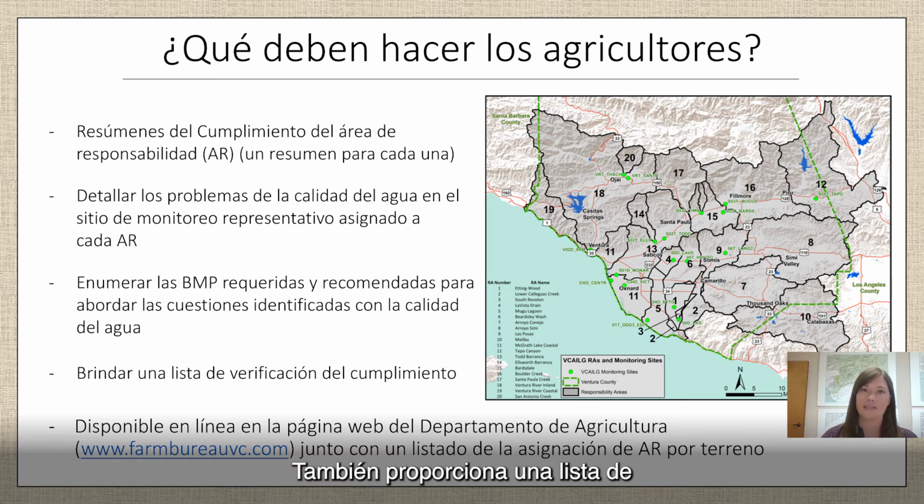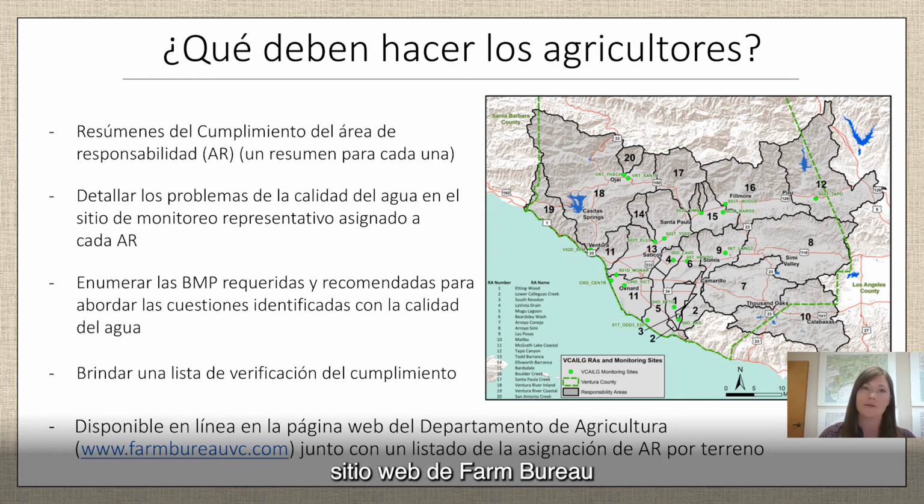It also provides a compliance checklist, so each enrolled VCALG member can ensure that they're maintaining the compliance documentation required by the regional board. And then lastly, I just want to note where you can find these RA compliance summary handouts, and that is on the Farm Bureau's website.